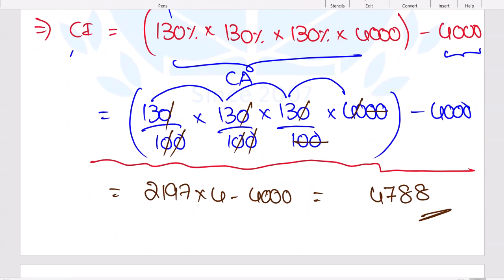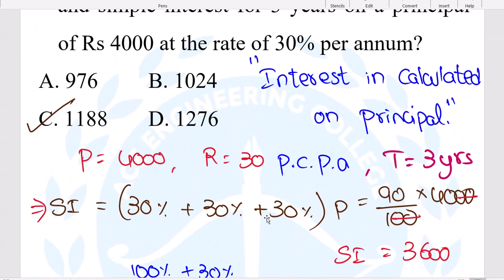So the compound interest value ends with 8. The simple interest value ends with 0. Subtracting compound interest minus simple interest, my answer should end with 8. Only one option ends with 8 here.